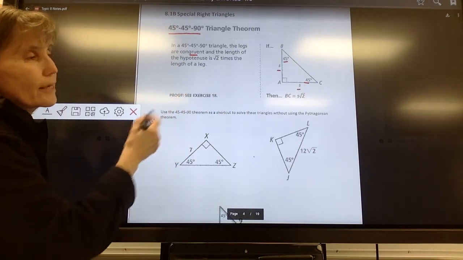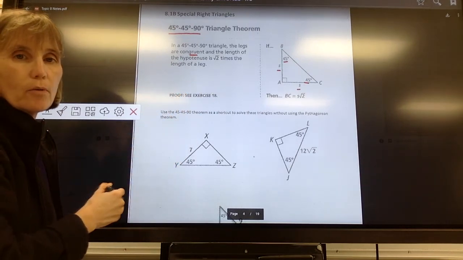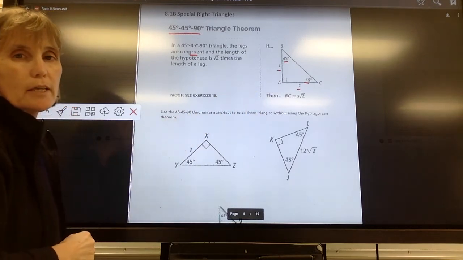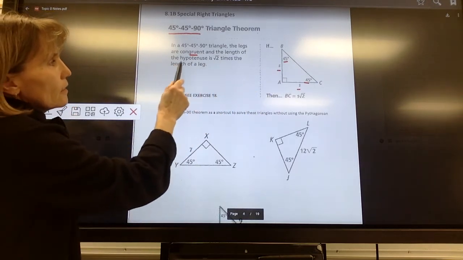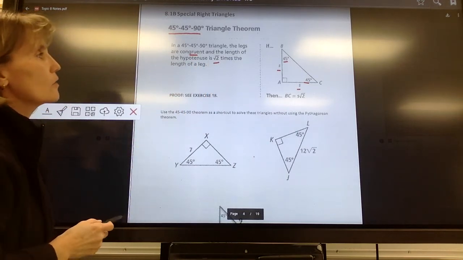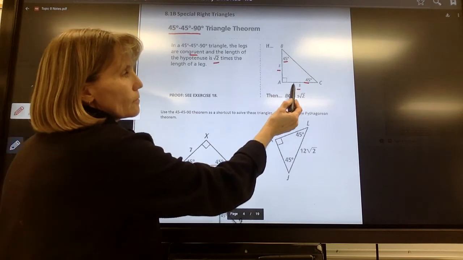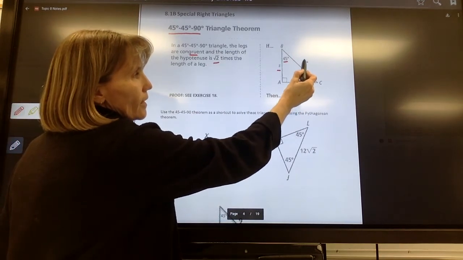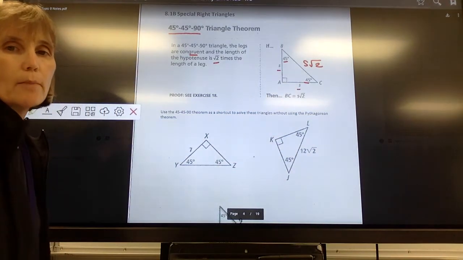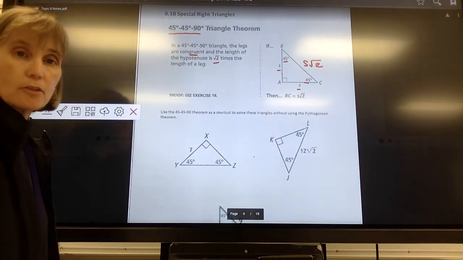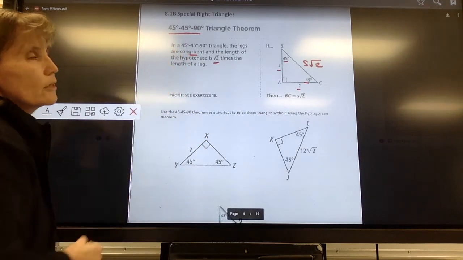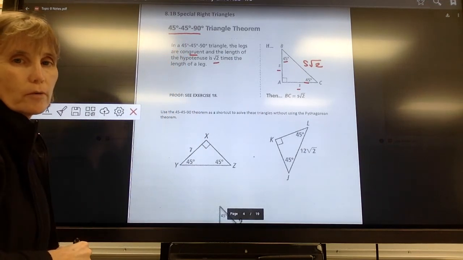Okay, in this drawing they used a variable, S, but whatever length one of the legs is, the other length will be the same. And then it says the length of the hypotenuse is the square root of 2 times the length of the leg. So if the leg is a measure of S, then S times the square root of 2 is the length of the hypotenuse. Okay, so we always have that same consistent relationship anytime we're dealing with a 45, 45, 90 triangle.